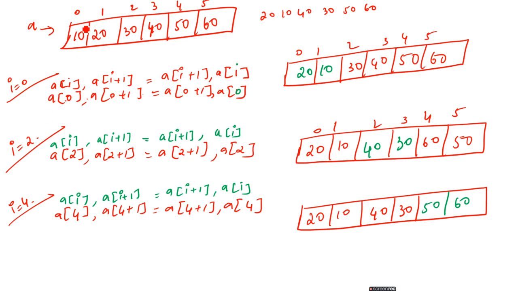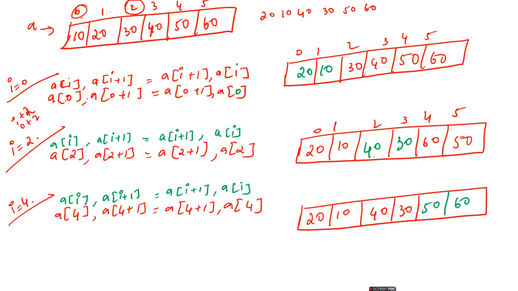Now, after swapping 0 and 1, there is no need of swapping 1 and 2. We just want to swap 2. That means the next value of I will be 2. So we have to write 0 plus 2, that is I equal to I plus 2. Instead of writing I equal to I plus 1, you have to write I plus 2. Then again we are swapping 2 and 3. After swapping 2 and 3, we will get the values 40 and 30. So that is also swapped.